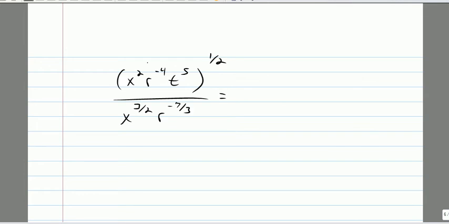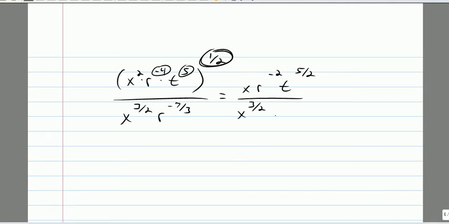So in the numerator, I'll distribute that exponent in, since everything is connected by multiplication. So I'll get, well, x squared to the 1/2 times 2 is just x to the first. So r to the negative 4 times 1/2 is negative 2. And then 5 times 1/2 is 5/2, so t to the 5/2. And on the bottom, x to the 3/2, r to the negative 7/3.